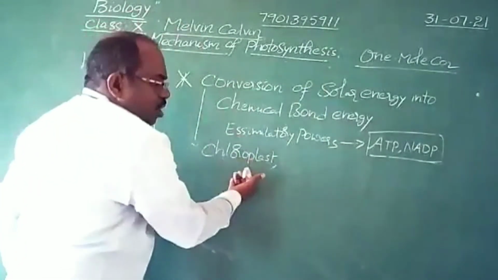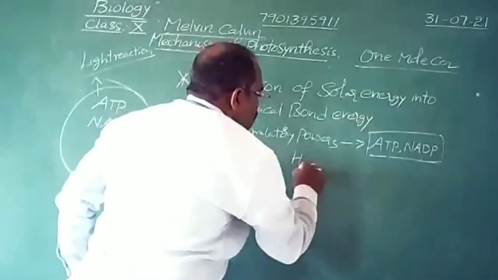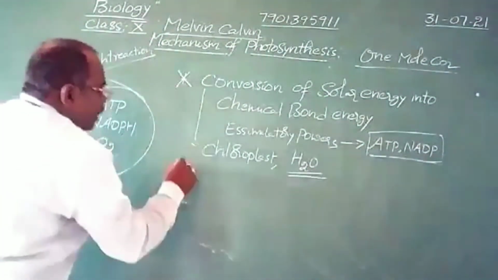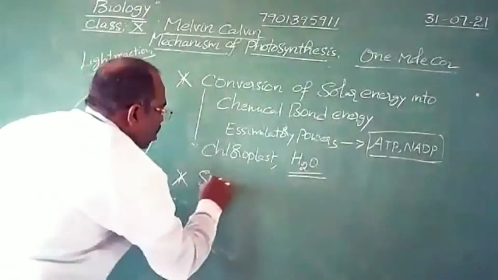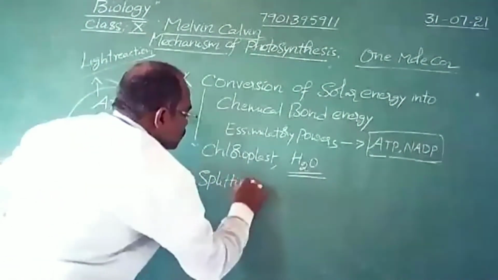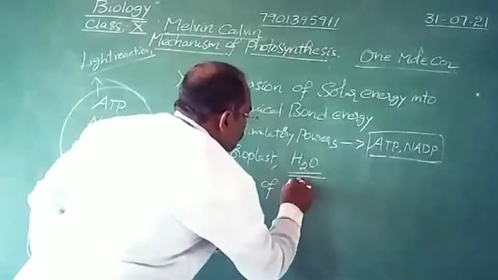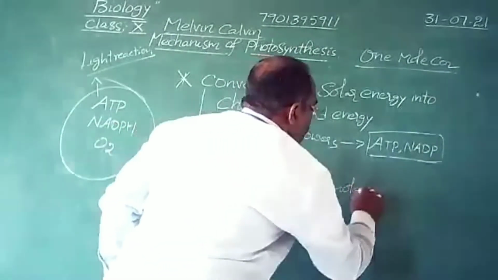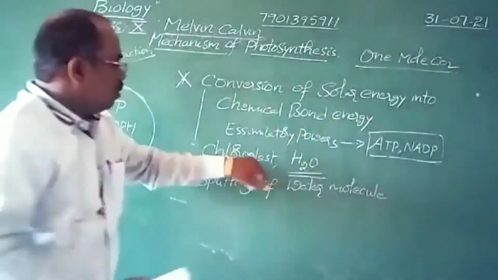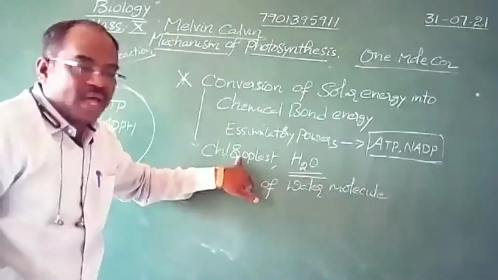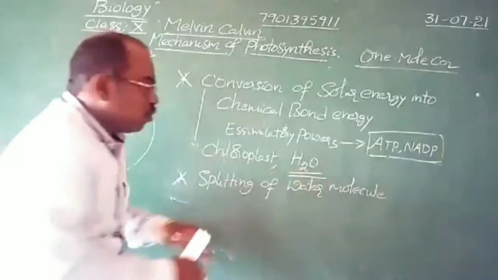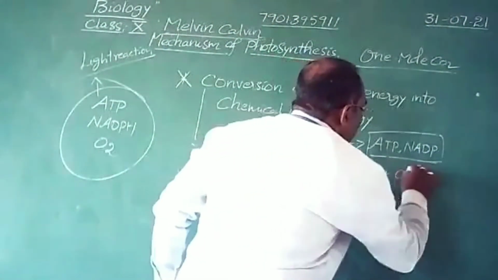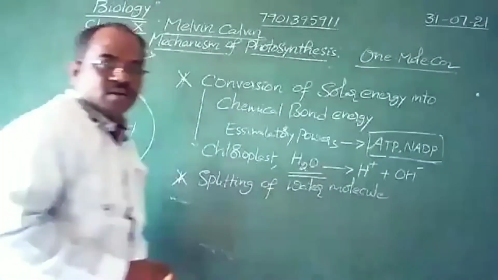When light is activated on the chloroplast, water molecule is splitted. Second point: splitting of water molecule. When light is activated on the chloroplast, water molecule is splitted. They can be formed H positive ion and OH negative ion.